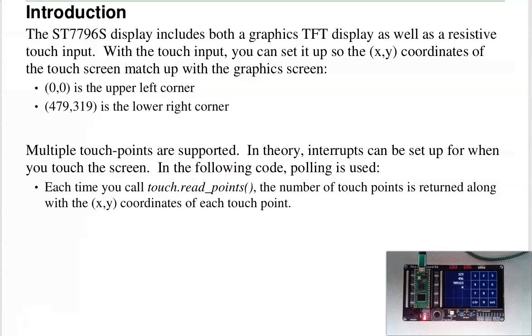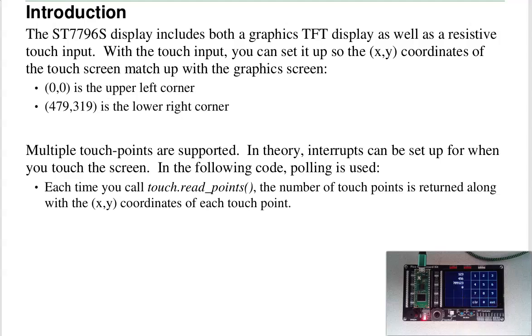So starting out, the graphics display includes both graphics as well as resistive touchscreen. With a touch input point, you can set it up so the XY coordinates of the screen match the graphics window, meaning the upper left corner is 0, 0, the lower right is 479, 319. Multiple touch points are supported.